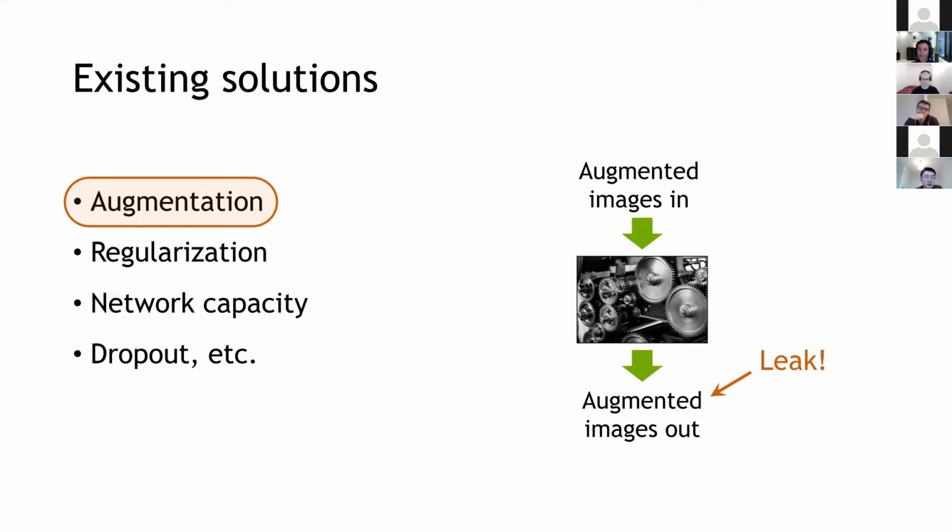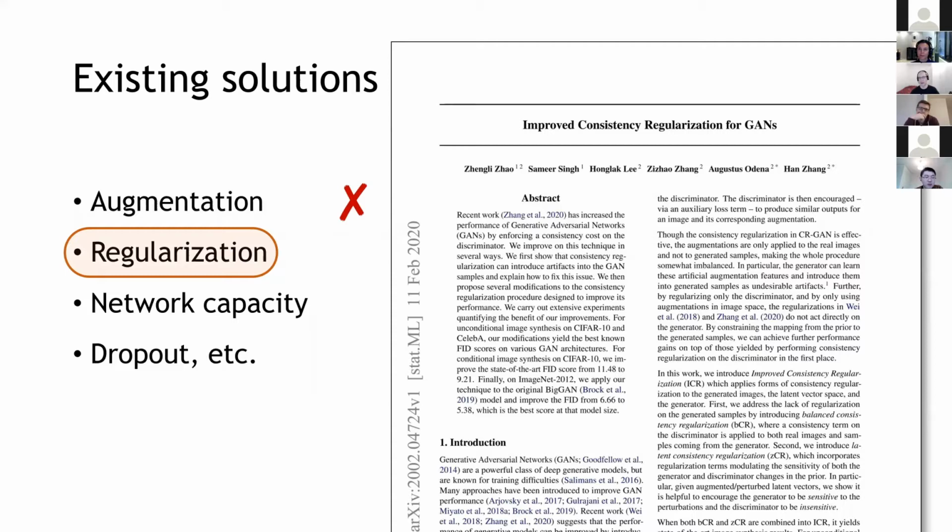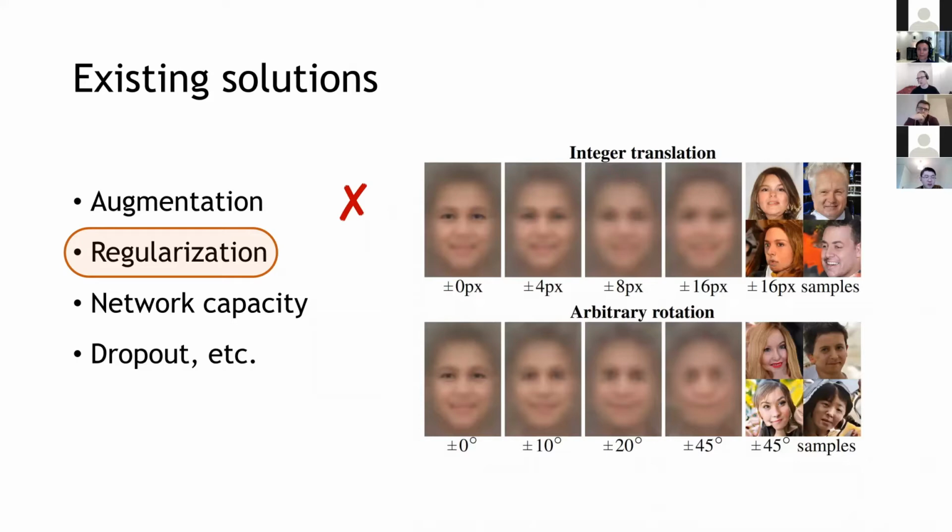Then there's, for example, regularization, which has been tried a couple of times with GANs. In this paper, for example, the idea is to improve the generalization of the discriminator by making it blind to certain image transformations. But if the discriminator is indeed blind to something like rotation, then there's nothing really preventing the generator from accidentally producing rotated images.